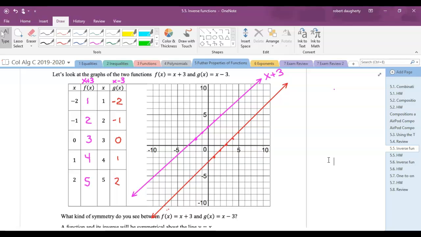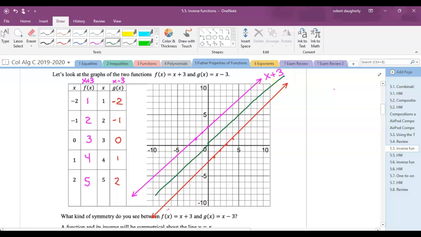Even functions. These lines are parallel, but they're symmetrical. If I were to draw a line that went from here to here, straight through the axis, the lines are parallel about that line.